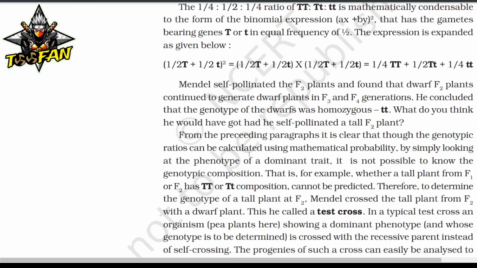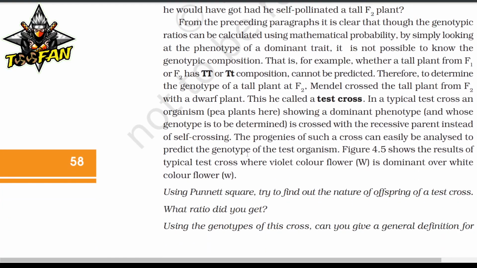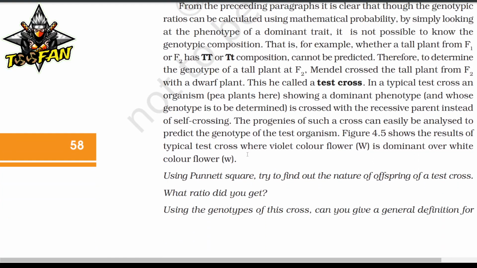In a typical test cross, an organism showing the dominant phenotype is crossed with a recessive plant instead of self-crossing. The progeny of such a cross can easily be analyzed to predict the genotype of the test organism. The figure shows the results of a typical test cross where violet color is dominant over white color.